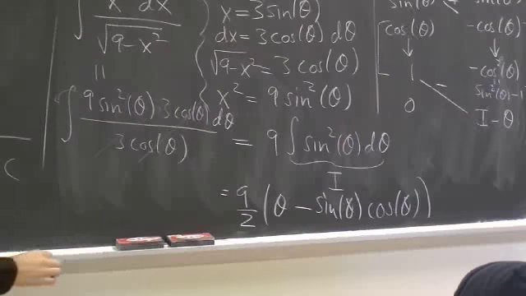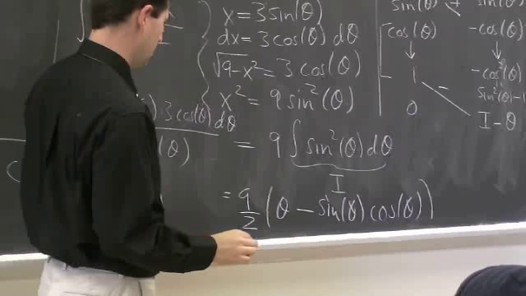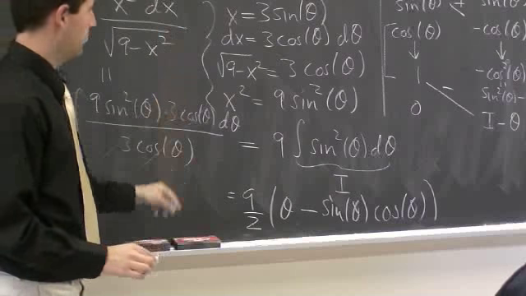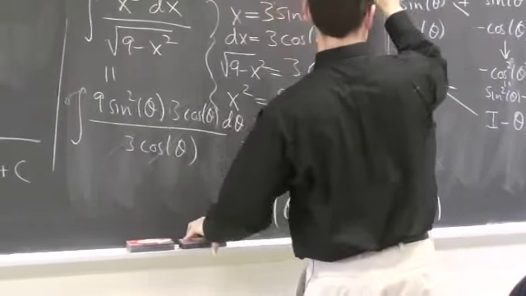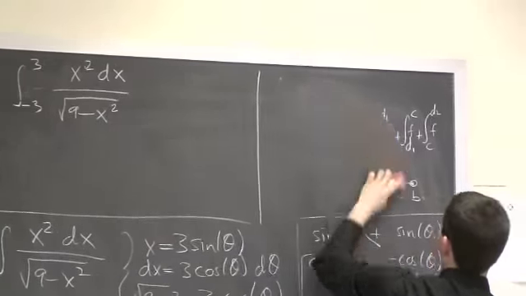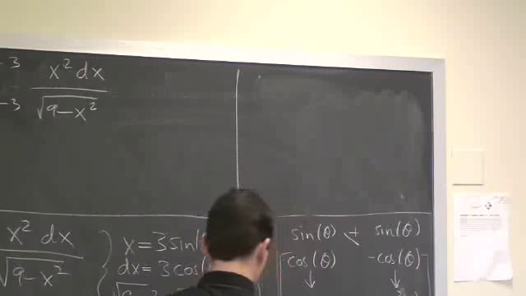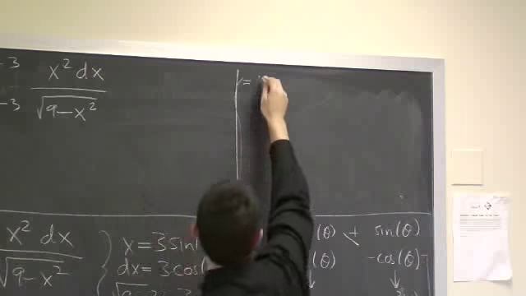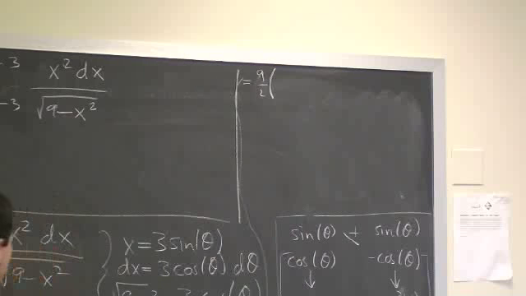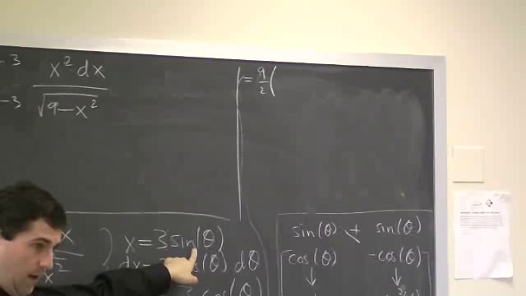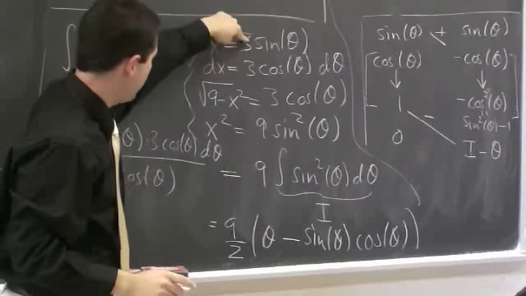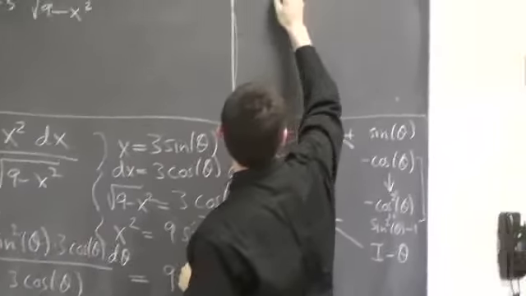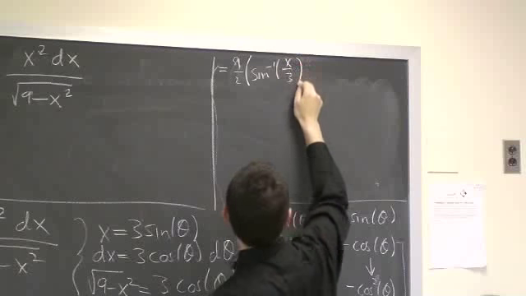Okay. Now, it's not quite nice because we have it in theta, but it would be nice to have it in x's. So let's shoot up here. Okay, we got to snake it up here. So the 9/2, that's not a problem. Now theta. If x is 3 sine of theta, then to get theta, I divide by 3 and then take the arc sine. So this becomes arc sine of x over 3.